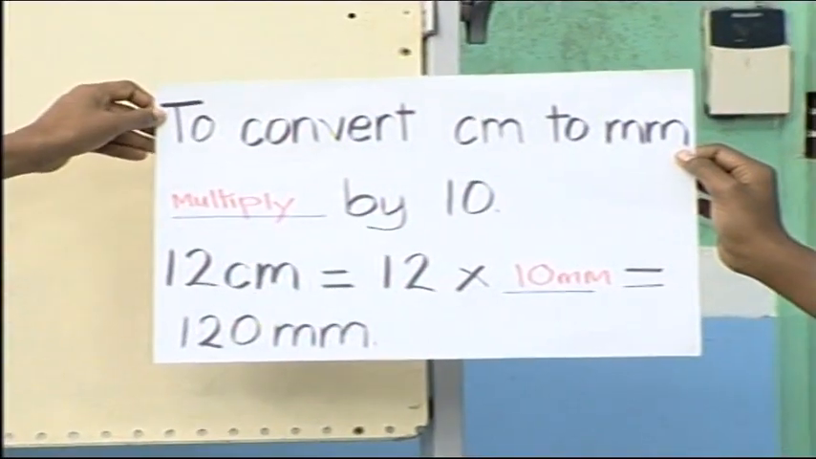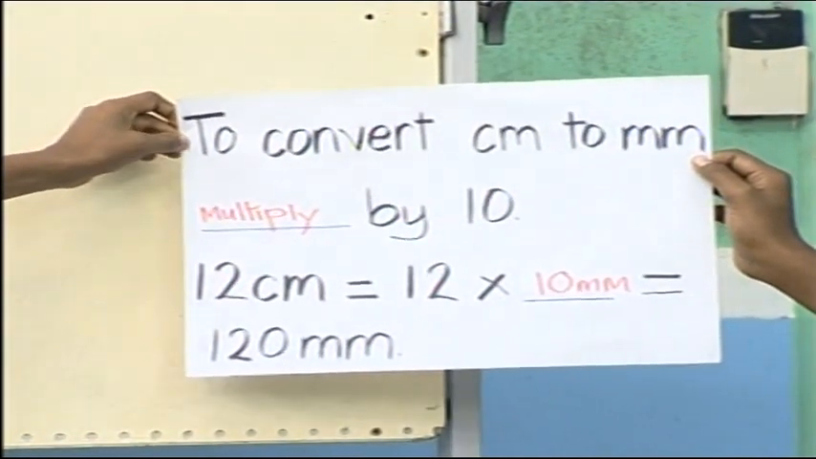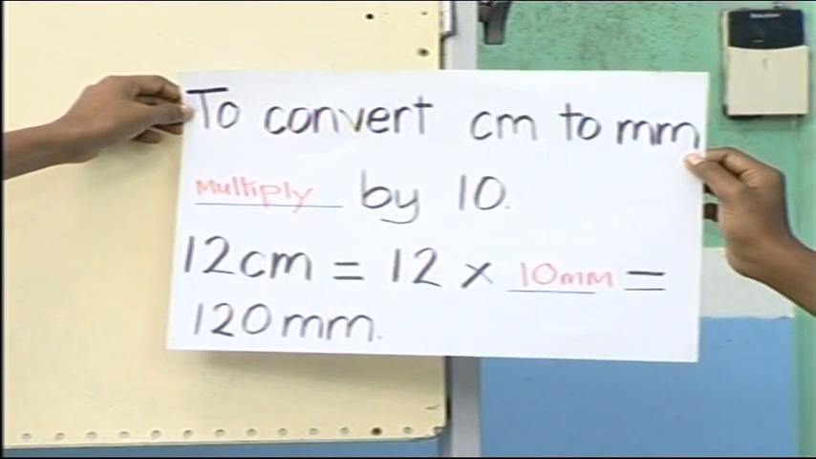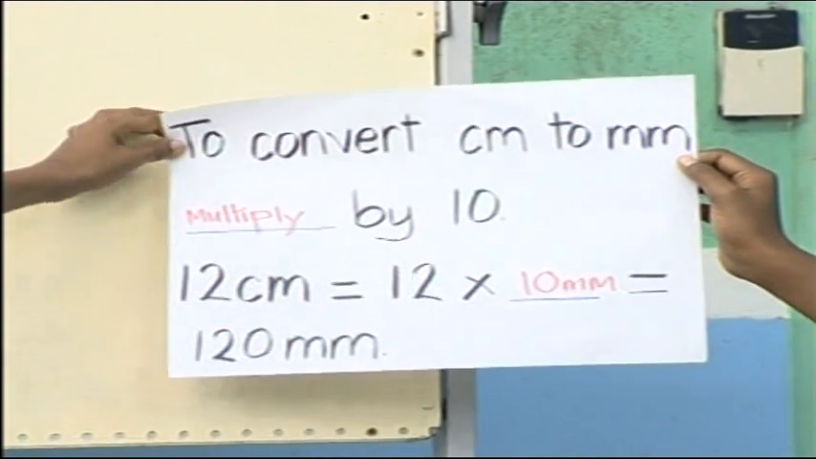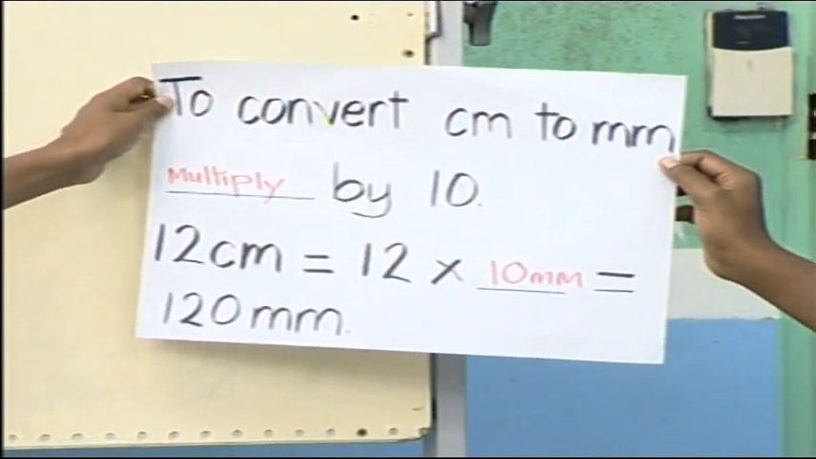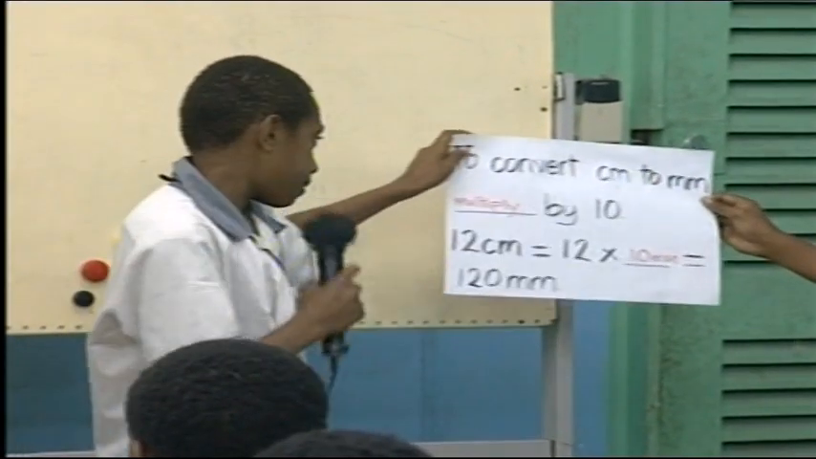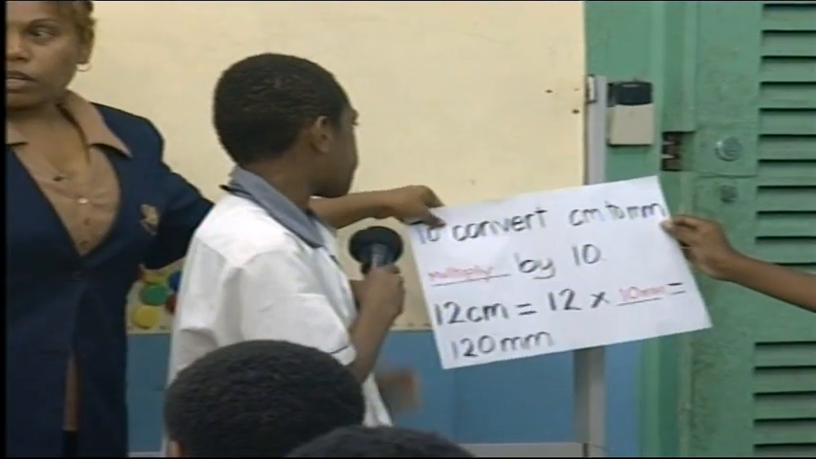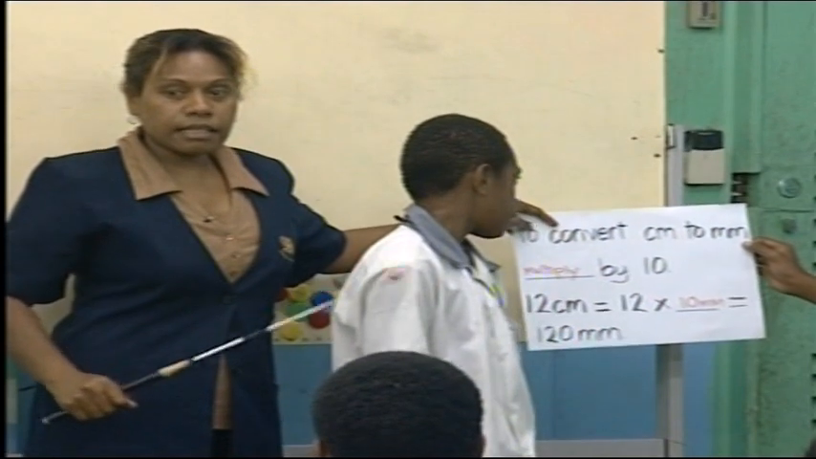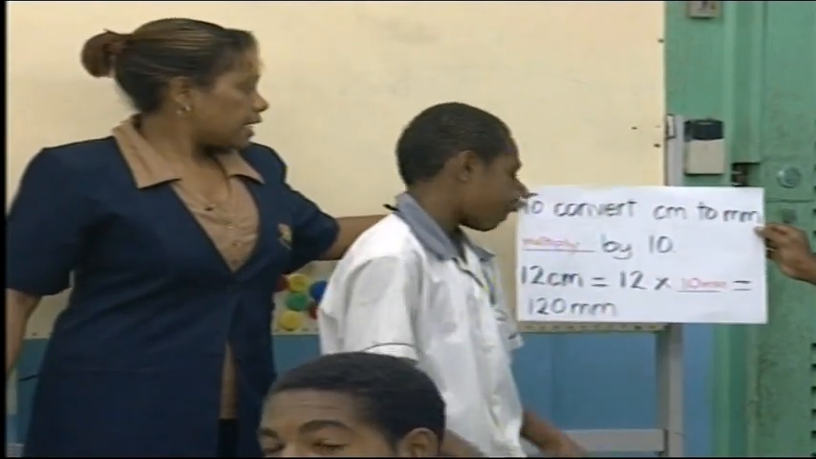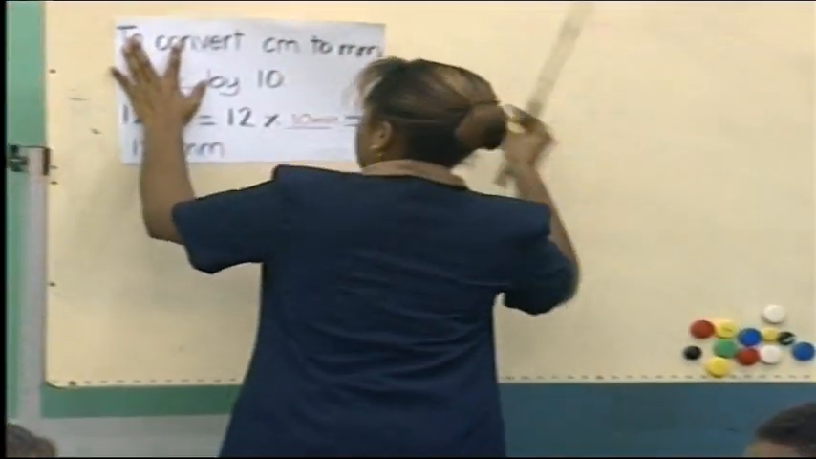To convert centimeter to millimeter, multiply by 10. 12 centimeter equals 12 times 10 millimeter equals 120 millimeter. Okay, class, 7Es and receiving students, did you hear what he said? Yes? All right. Thank you, group 1.